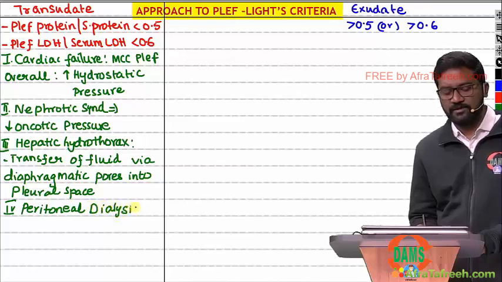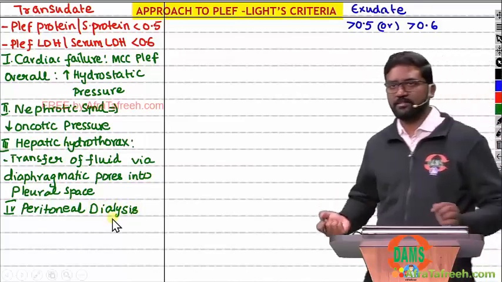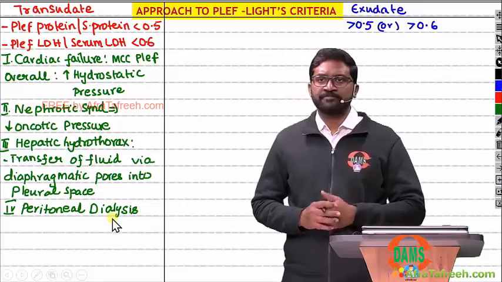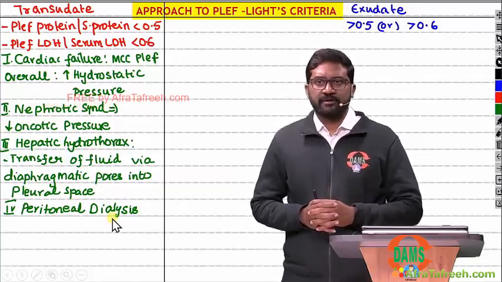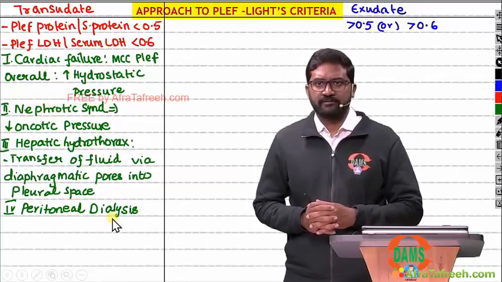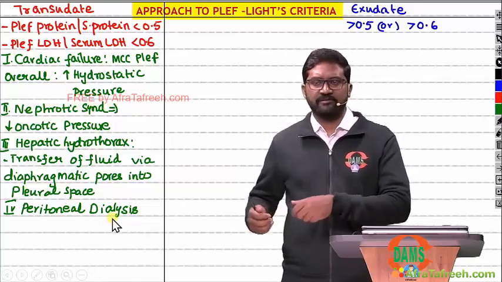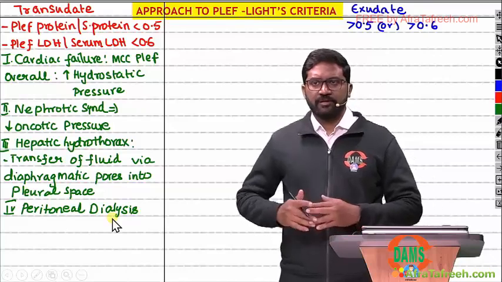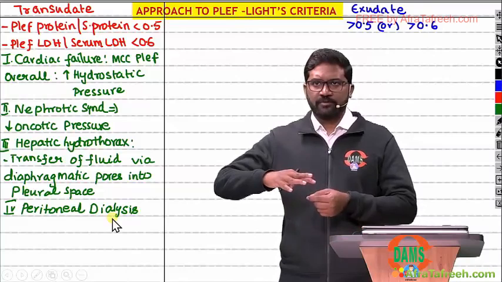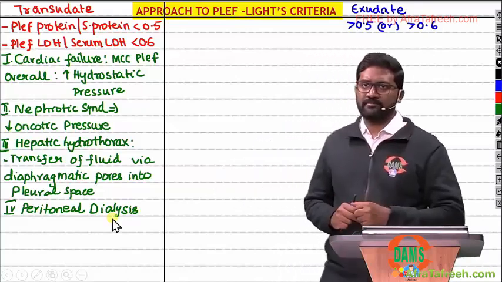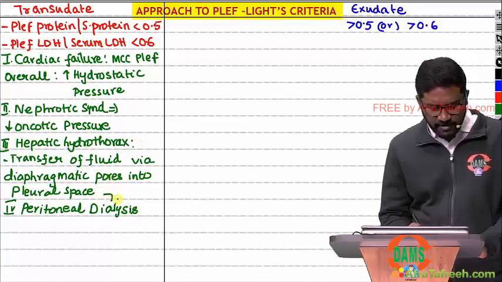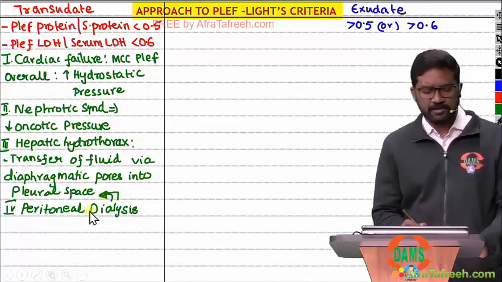If you use blood, it is hemodialysis. If you put a catheter in the peritoneal cavity and you are infusing highly concentrated fluid, it is peritoneal dialysis. Sometimes accidentally, if the patient is infusing huge amounts of fluid, there will be increased pressure in the abdomen. Again, diaphragmatic pores will open and fluid will gain access into the pleural space from the abdomen. So the mechanism for hepatic hydrothorax and peritoneal dialysis is generally similar.